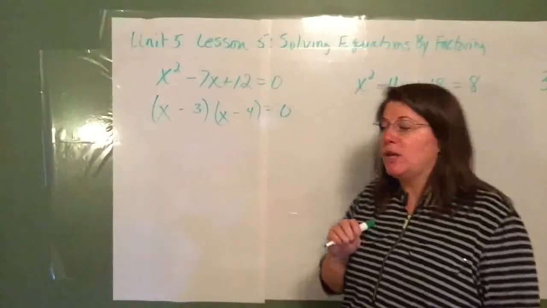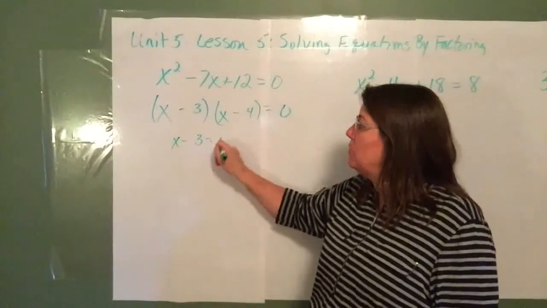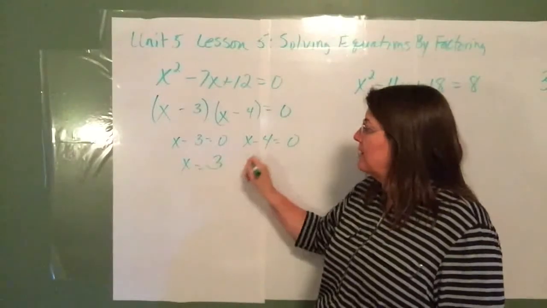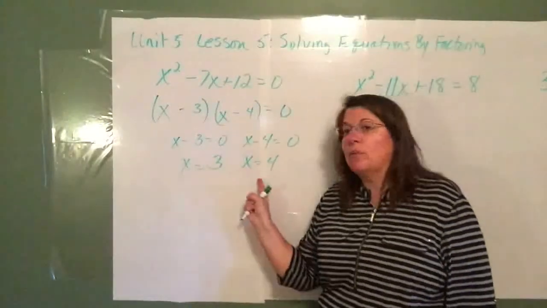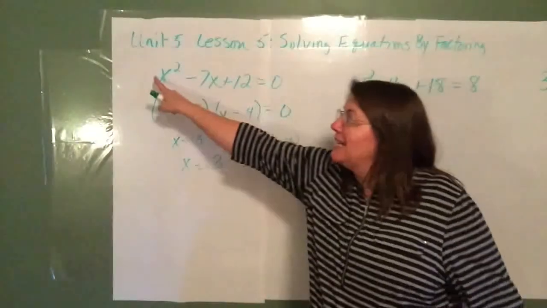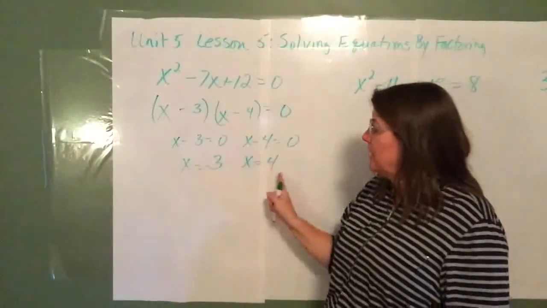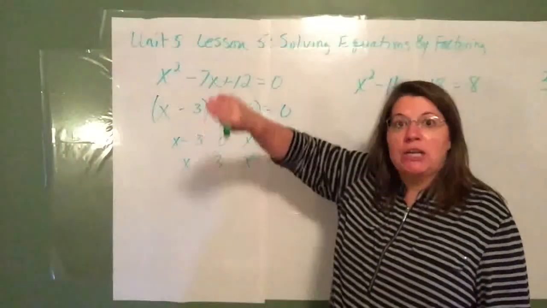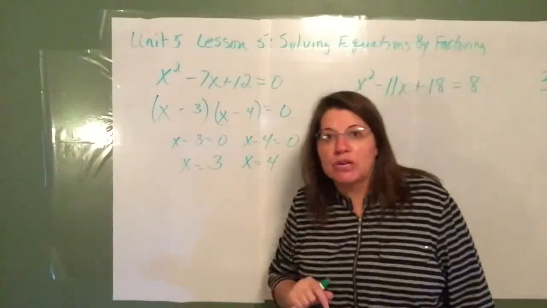Then to finish solving this equation, I have to set each of these factors equal to 0. So I'm going to set x minus 3 equal to 0 and x minus 4 equal to 0, and that will give me the 2 roots of x equals 3 and x equals 4. Basically, these are the places where this quadratic equation would cross the x-axis. We know that it is a positive a, so it's going to go up, and it will cross the x-axis at 3 and 4. Later, we'll learn how to find the vertex, or the turning point, or the maximum or minimum of that quadratic equation. But for now, we're just learning how to solve them.